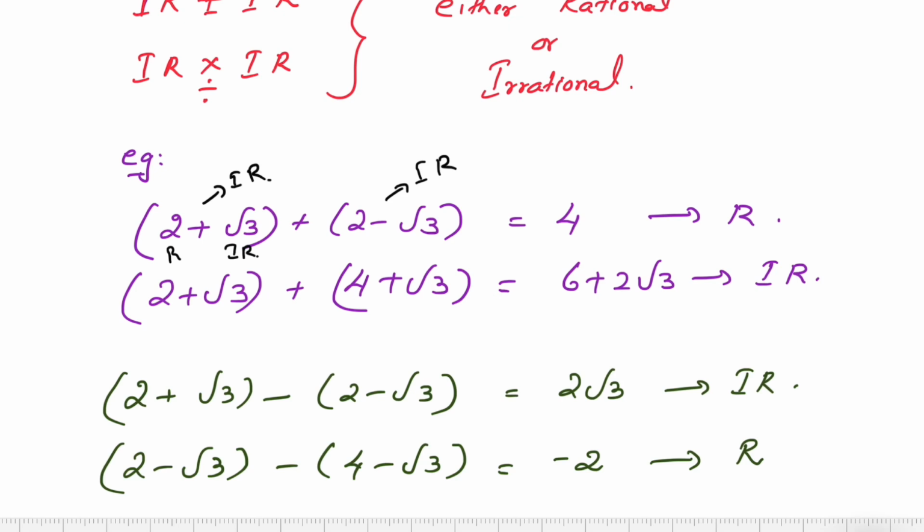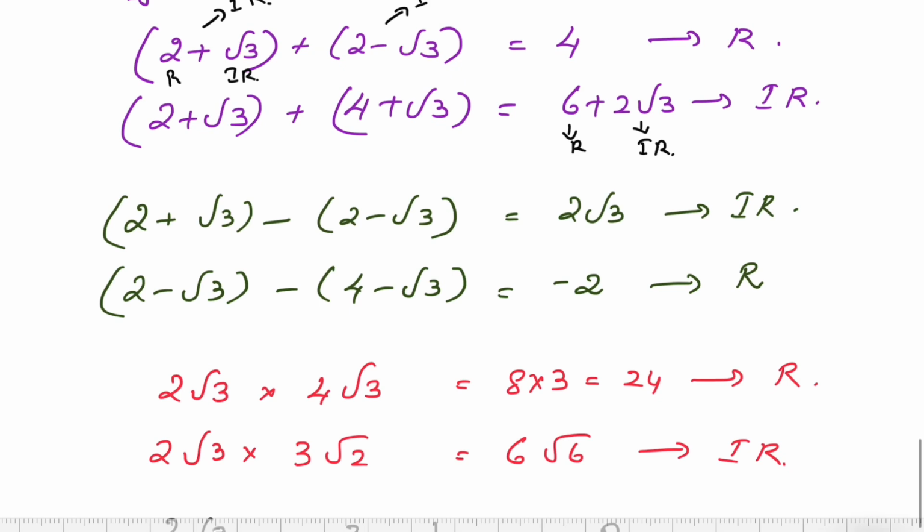2 plus root 3 plus 4 plus root 3, another example. So 2 plus 4 is 6. Root 3 plus root 3 is 2 root 3, similar surds you can add. So it is 6 plus 2 root 3, which is rational plus irrational, and is always irrational. The same way you can prove for subtraction also. So try to understand this. In your exam they will ask you to give examples. So you may use these examples.